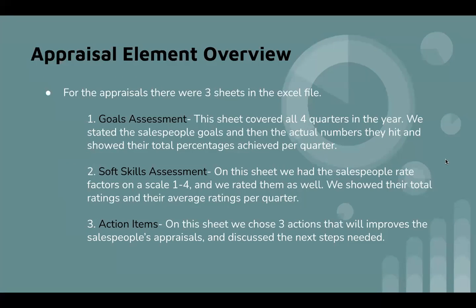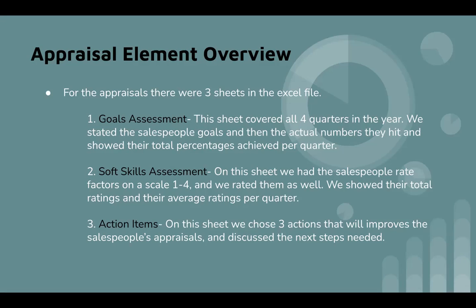And next, I'm going to cover the appraisal element overview. So for the performance appraisals within the Excel file, there were 3 sheets. The first sheet's going to be your goals assessment. This sheet covered all 4 quarters in the year. We stated the salespeople's goals and then the actual numbers they hit and showed their total percentages achieved each quarter.